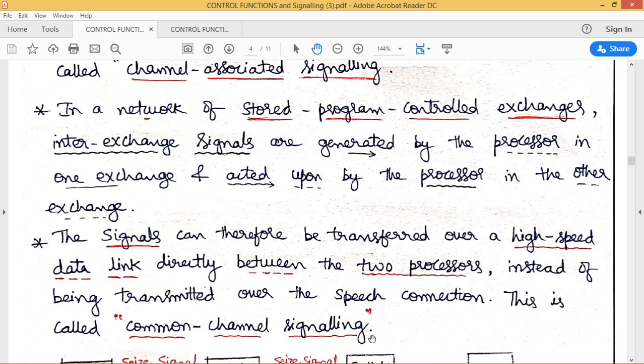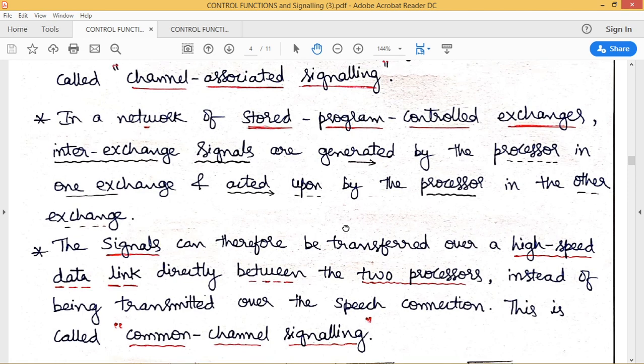There are two types of signaling. Establishing a connection, or controlling the connection with the help of transmitting control signals, is defined as signaling. The first type is channel associated signaling: if we are making use of a single link for transmitting both the call as well as control signals, we call it channel associated signaling. If we are using dedicated links, one for calls and another for control signals, we call it common channel signaling. So two types of signaling are involved.